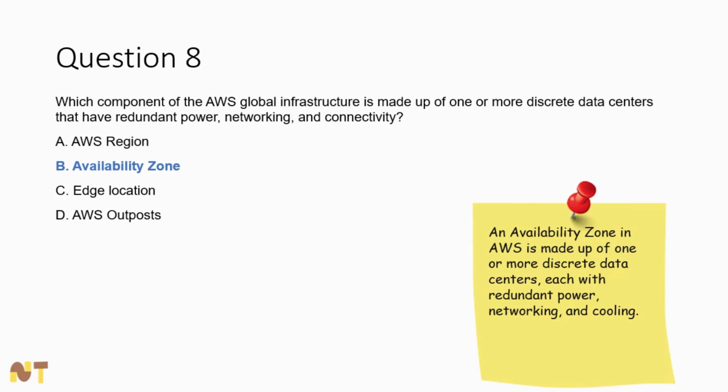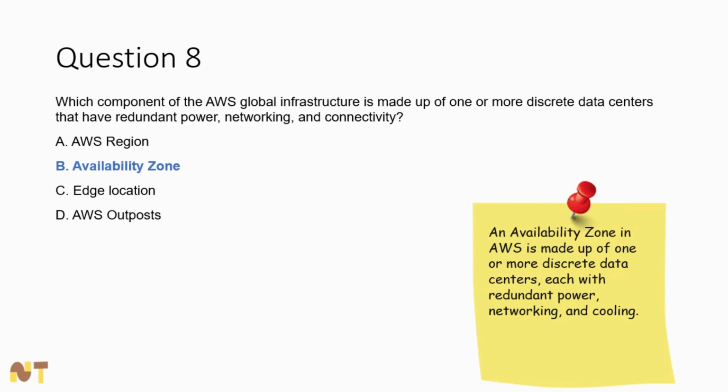Edge locations, on the other hand, are part of the AWS content delivery network, CloudFront. They are used for caching content closer to end users to reduce latency. While they play a crucial role in content delivery, they don't fit the description mentioned in the question.